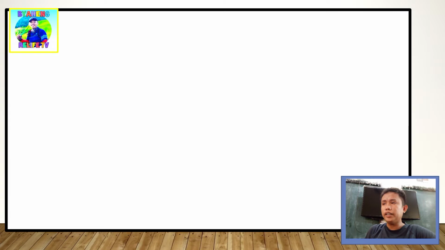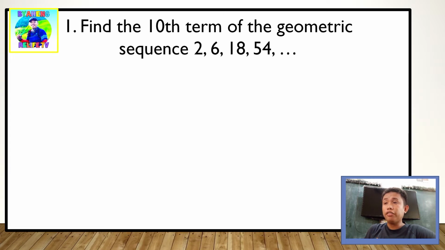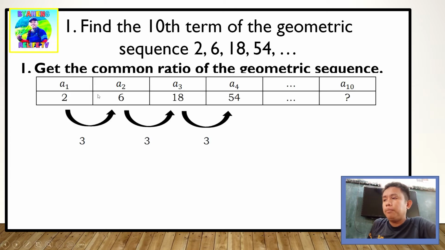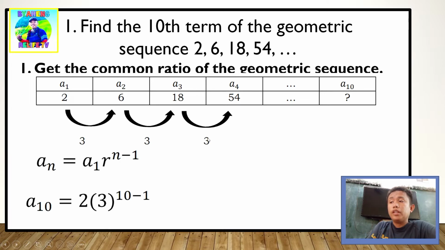For the first example natin, we're going to find the 10th term of the geometric sequence 2, 6, 18, and 54. So basically, we're going to look for the common ratio of the geometric sequence. Definitely, 6 divided by 2 is 3, 18 divided by 6 is 3, 54 divided by 18 is 3. Definitely, the ratio is 3. So ibig sabihin, ang first term natin ay 2. Kaya meron tayong 2 doon.